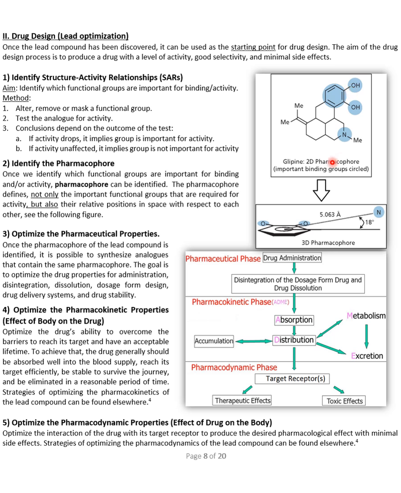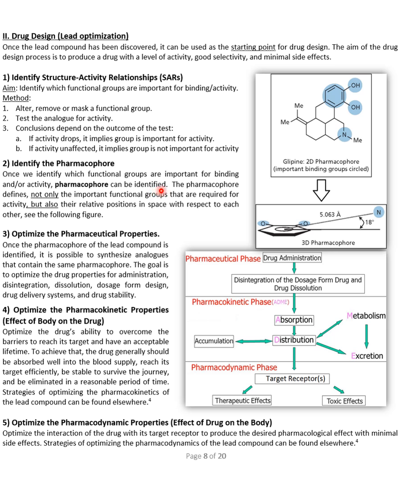Okay, this structure is an example of a drug called glipine. I believe it's for diabetes. So now you have these structures, and this is called the structure activity relationships. So you have defined the structure activity relationships. Okay. And then the next step is identifying what's called a pharmacophore.